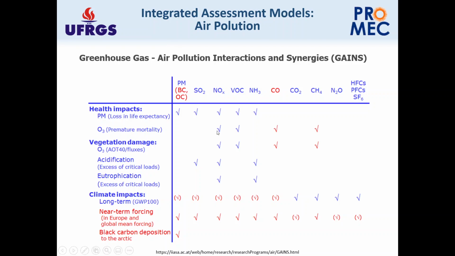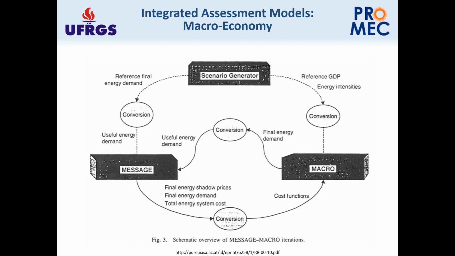For example, GAINS. The idea is to see how much sulfates, NOx, and carbon monoxide are in the air. For example, if you are working in a factory, this can impact people's health, and it's mostly focused on air quality, GAINS. So MACRO is also a representation of the economic side of MESSAGE.